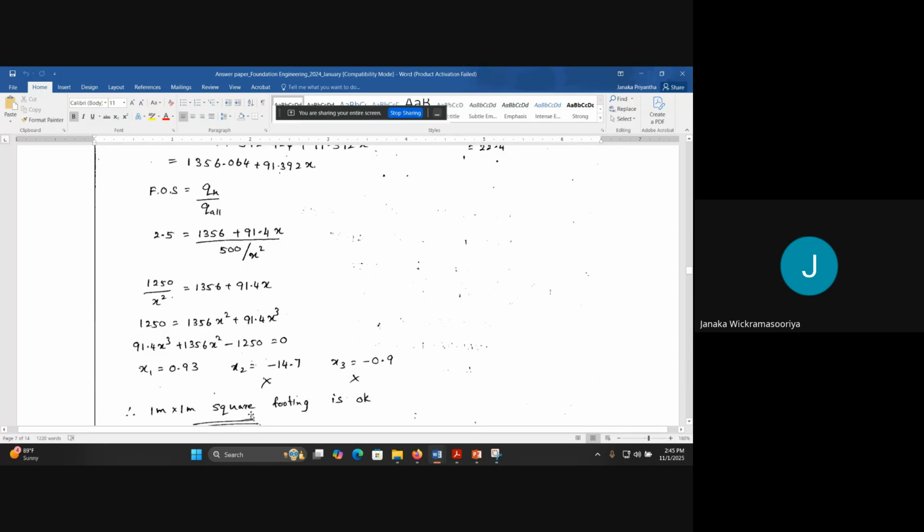Then 1 meter by 1 meter square footing. So here you will get a cubic equation to solve. You will get 3 values, and 2 values will be rejected, and you will get only one value, that is 0.93, and that can be taken as 1 meter by 1 meter. You will have to round it off to a higher value.